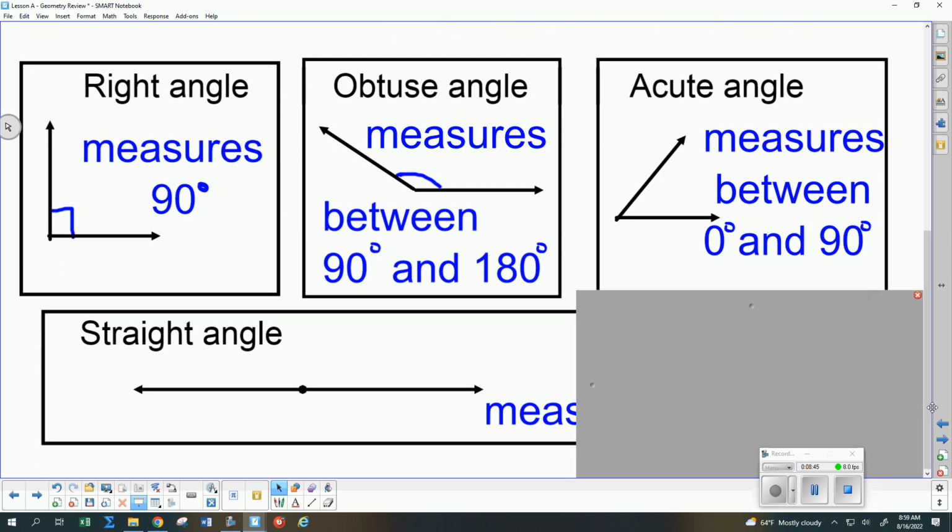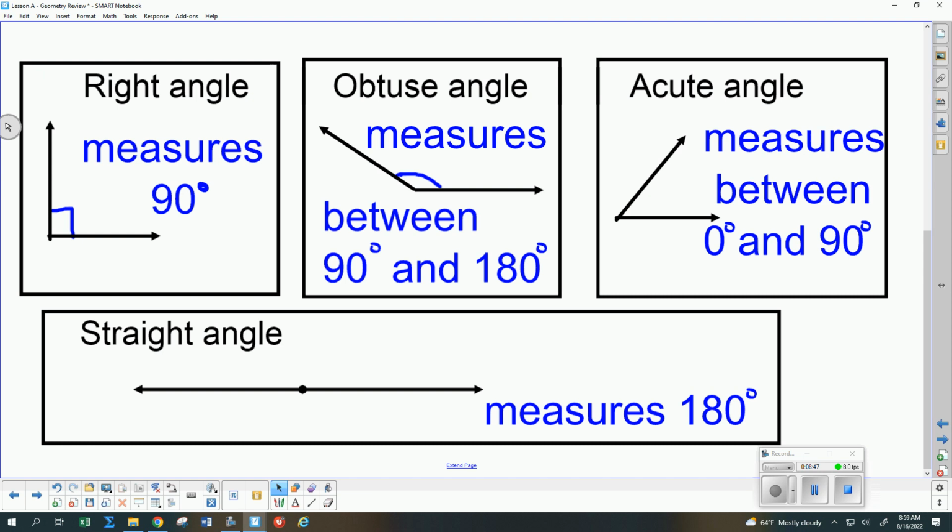And I love the way Alex also remembered straight angles measure exactly 180 degrees to make a straight line. When you finish this, have that formula page ready for our next ones when we go to the next slide.